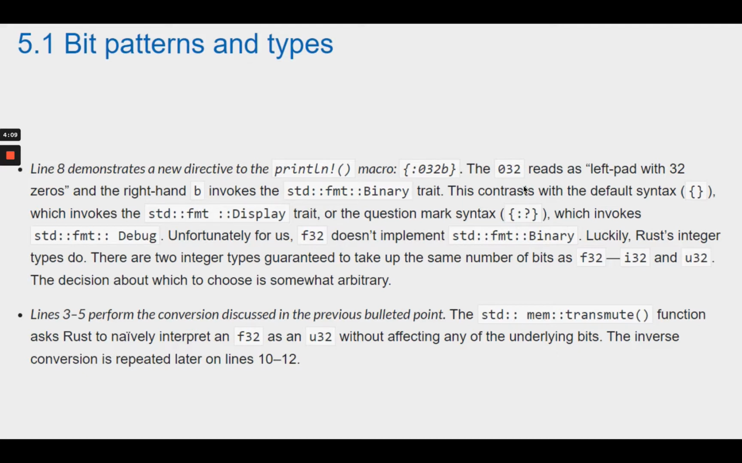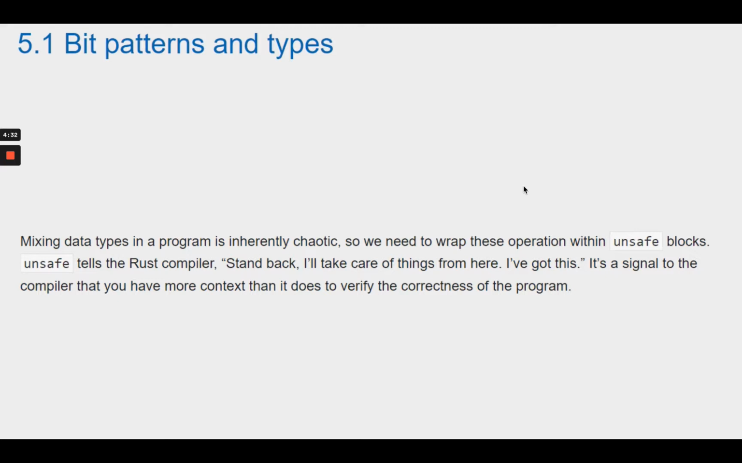Lines 3 through 5 perform the conversion discussed in the previous bulleted point. The std::mem::transmute function asks Rust to naively interpret an f32 as a u32 without affecting any of the underlying bits. The inverse conversion is repeated later on lines 10 through 12. Mixing data types in a program is inherently chaotic, so we need to wrap these operations within unsafe blocks. Unsafe tells the Rust compiler, "Stand back, I'll take care of things from here. I've got this." It's a signal to the compiler that you have more context than it does to verify the correctness of the program.